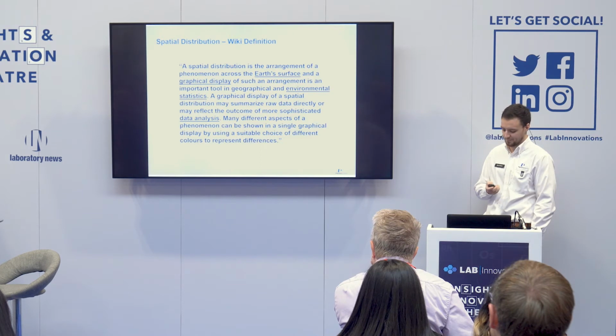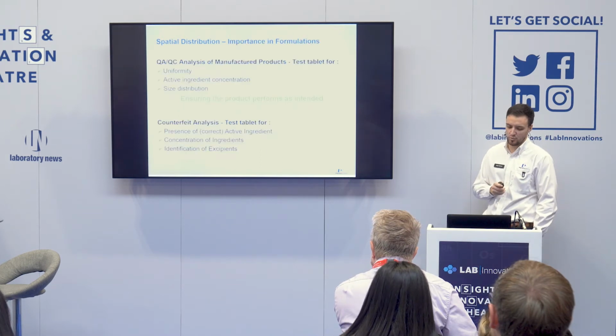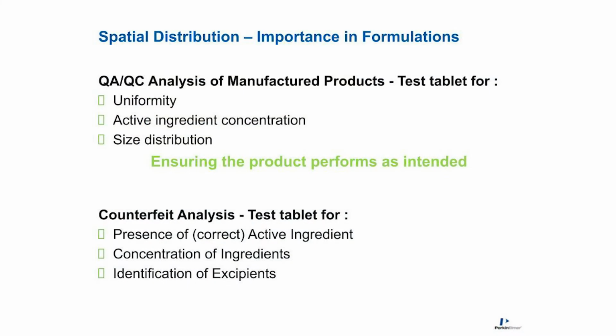to then gain all the conclusions regarding what we're looking at. I'm going to be coming to you with two different types of scenarios or two different stories in terms of why spatial distribution is important when it comes to formulation manufacturers. The first one is going to be a QA/QC environment.